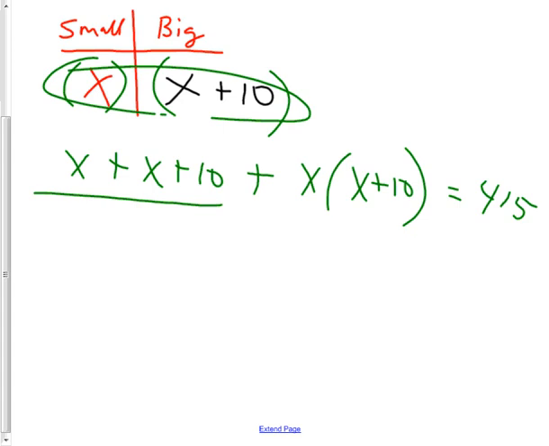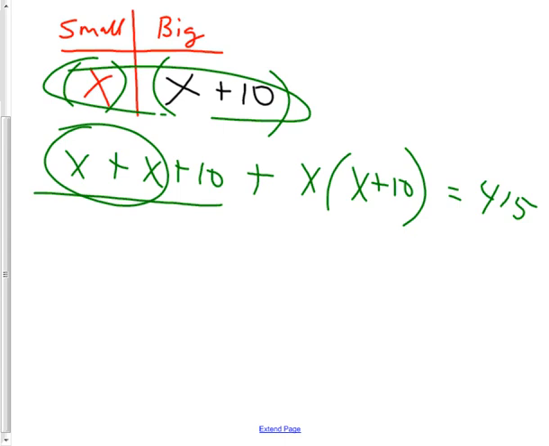Yes. And if you wanted to just graph it right off this screen, you could. You could try simplifying it a little bit and adding these two x's and call it 2x plus 10 plus x times x plus 10 equals 415. Absolutely, you could graph all that.